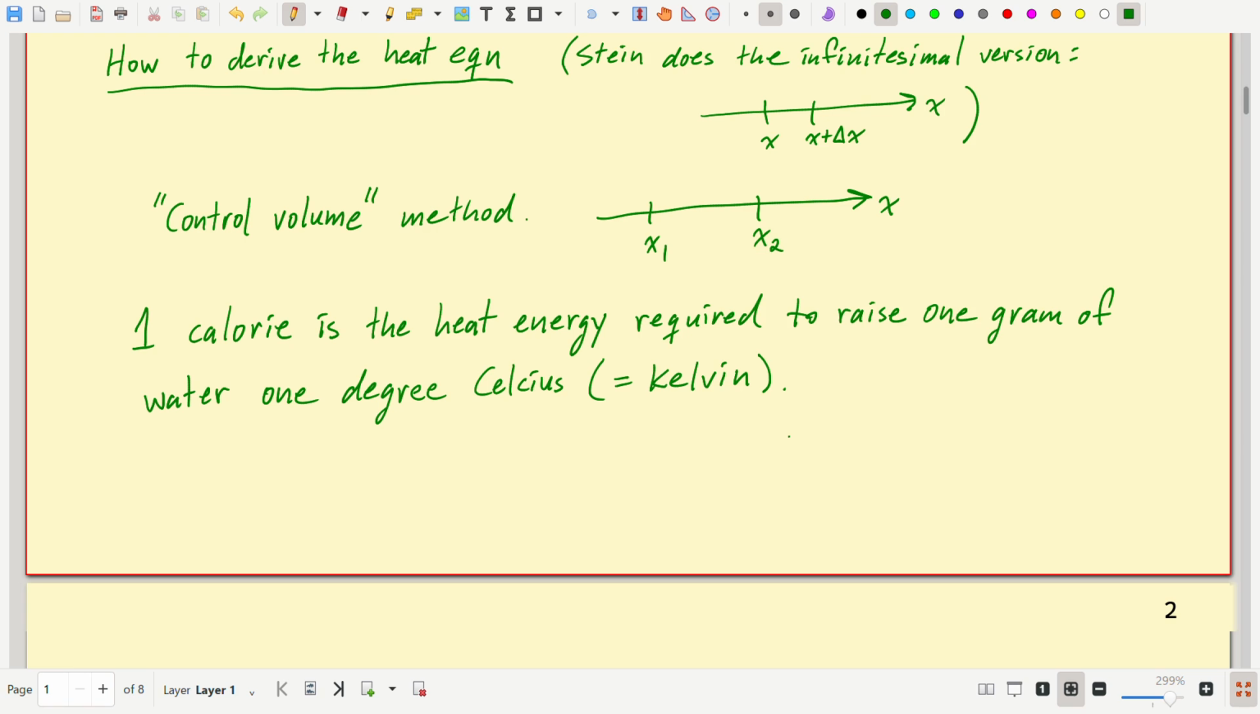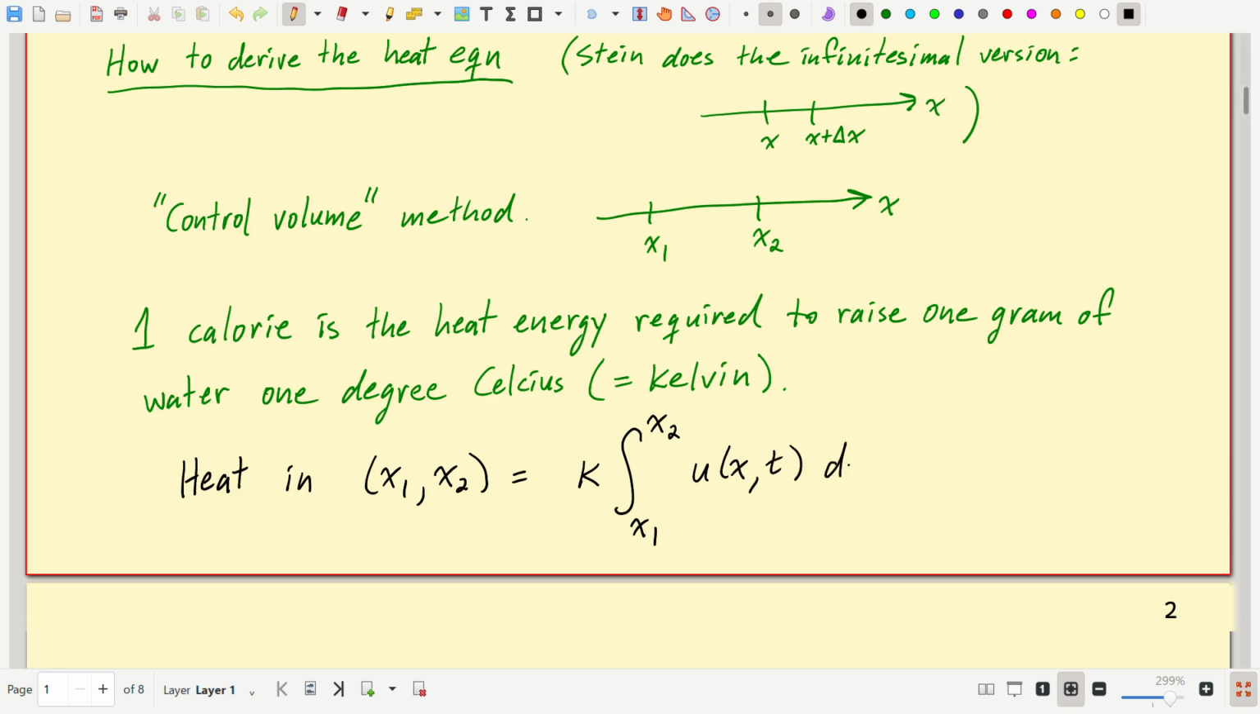So, using Kelvin's idea, the heat, whatever that means, in this interval from x1 to x2, would be some constant depending on the material. That's the heat capacity. But it would be an integral from x1 to x2 of the temperature. This is going to be a function of t now, dx.